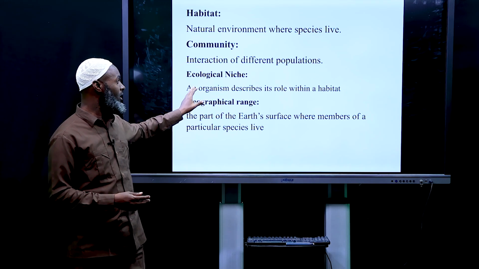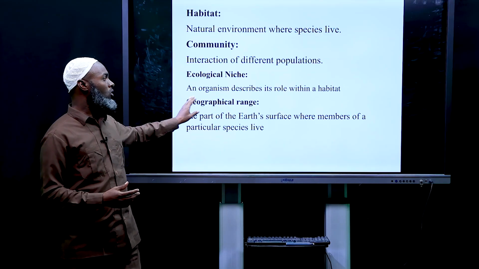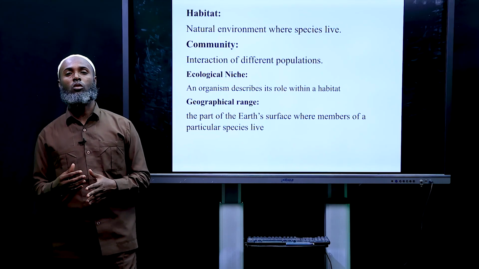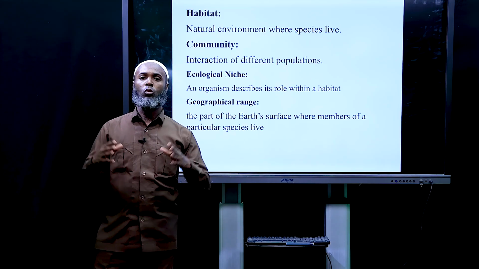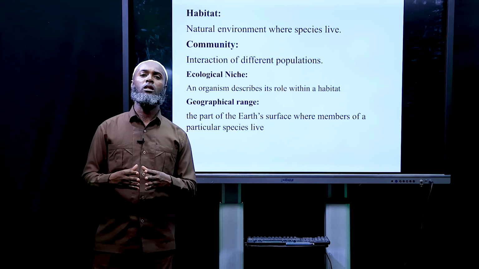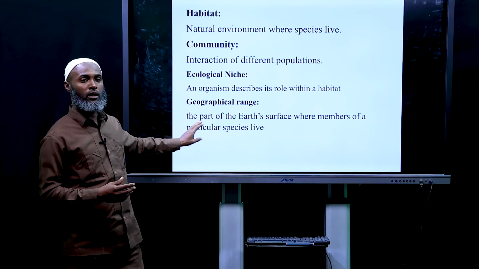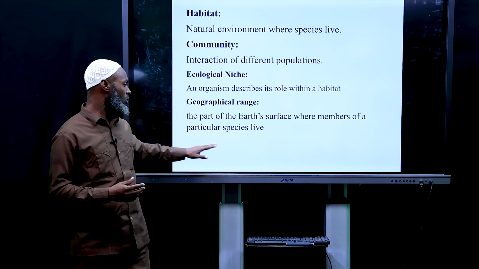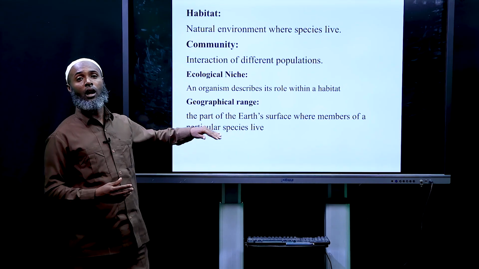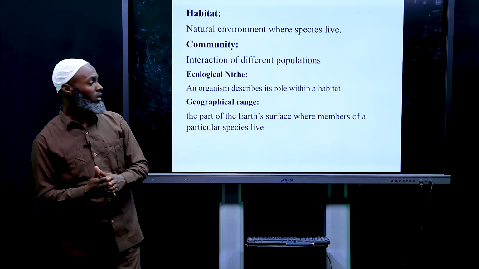There is also another term known as niche, and let's define ecological niche. It describes an organism's role within the habitat. The role in the habitat is known as ecological niche. In one habitat, there could be different organisms and different niches. Geographical range is the part of the Earth's surface where members of a particular species live. So these terms are very important in our discussion so that you can understand this subtopic very easily.